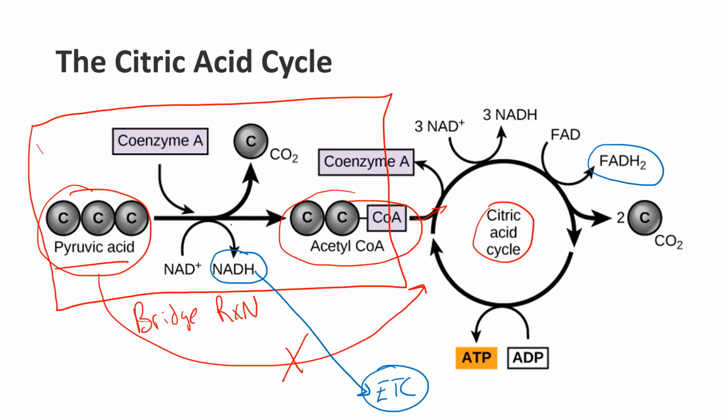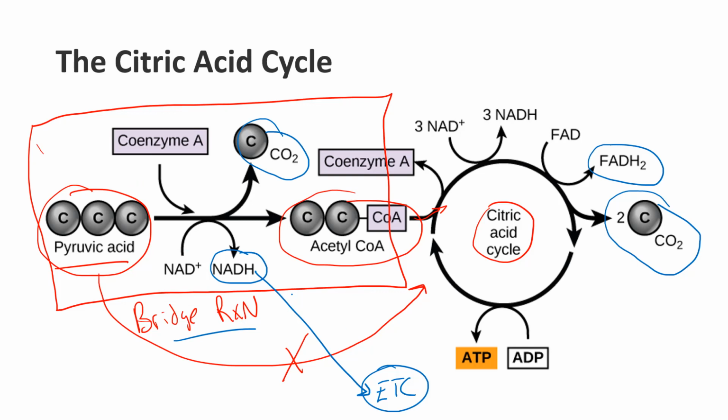And then the other thing that's produced in the bridge reaction, it's not important in terms of energy production, but you do recognize this molecule here, carbon dioxide, and that is where some of the carbon dioxide that you are exhaling right now came from, that bridge reaction. The rest of the carbon dioxide that you're exhaling right now came from the citric acid cycle. So there's no ATP produced here in the bridge reaction, but there is some NADH.